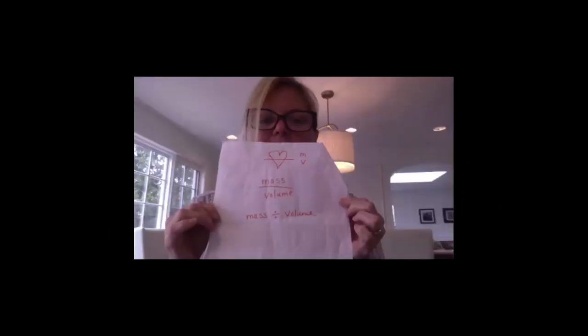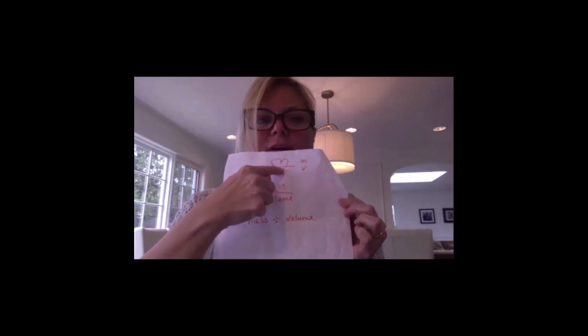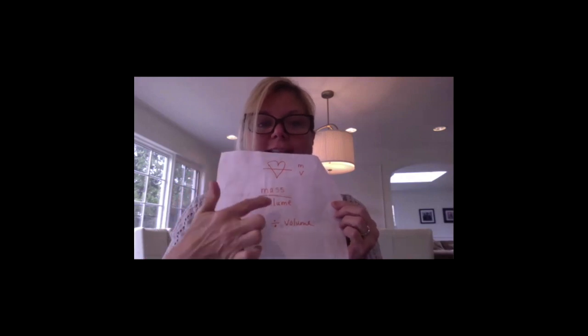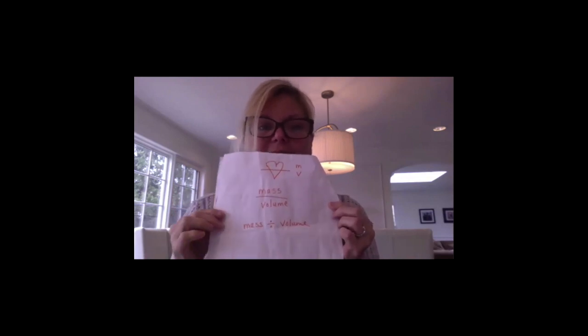Easy way to remember mass is divided by volume is to draw a heart. Notice how it looks like an M divided by volume. So when you use the calculator to figure out density, make sure you put the mass in the calculator first, then press the division symbol, then write in the volume, and that will give you your density. One thing that is really interesting is if you want to see if your gold necklace is real gold or your silver necklace is real silver, you can do the same thing by measuring the mass and the volume.